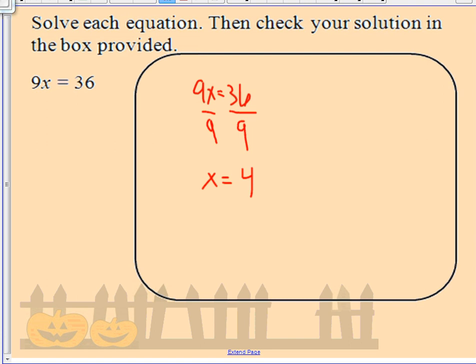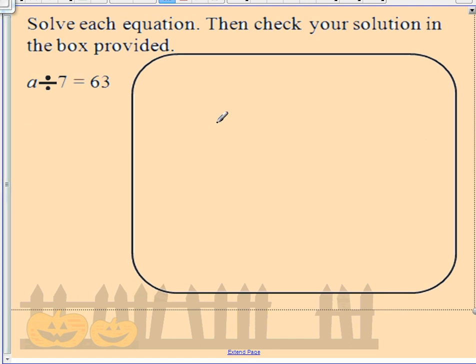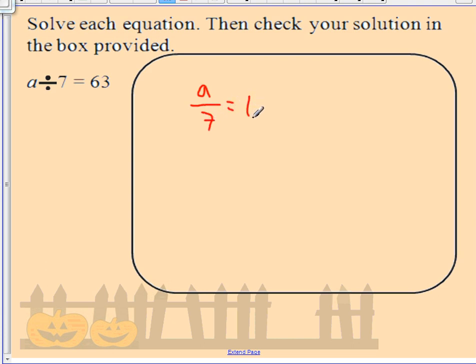All right, now in this case, I have a division problem. Now I'm going to write the problem a little bit differently because this is how you're going to see it in your book a lot, or in problems. So I'm going to write it like this. It means the same thing, okay? So I have a divided by 7 equals 63, which is exactly the same problem over here. I just wrote it differently.